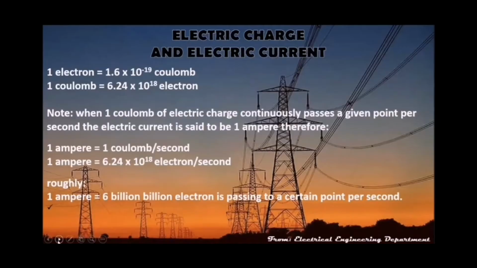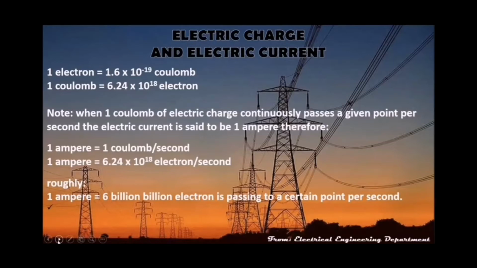Despite having different neutron counts, isotopes retain their element's chemical properties because the number of protons remains constant. Now that we are done discussing atom and electricity, let's proceed to electric charge and electric current.